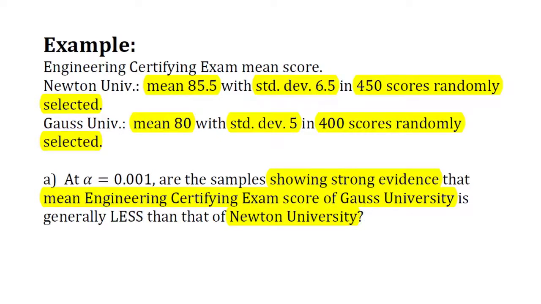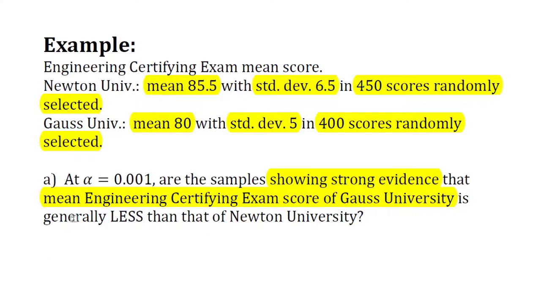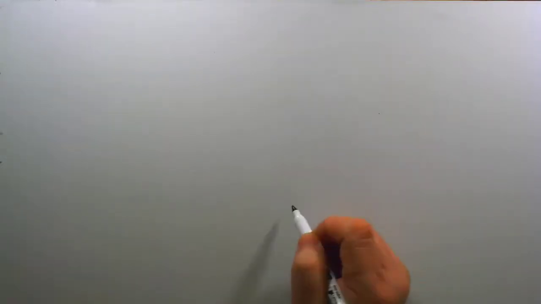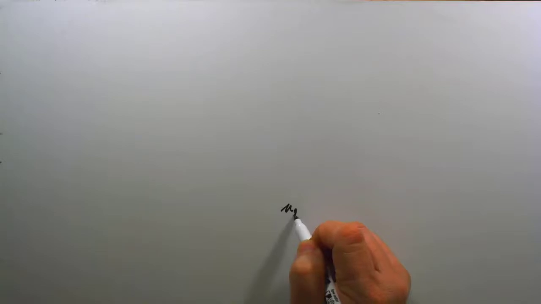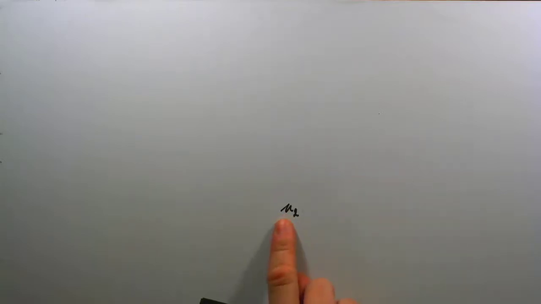So according to the wording, the mean engineering certifying exam score of Gauss University, as we're seeing again on the computer screen, right from the wording of the problem, that is mu 2, because based on our definition with the numerical labeling, mu 2 is our population mean from population 2.